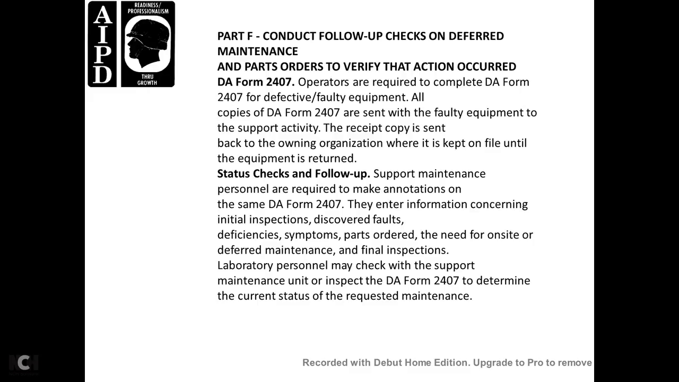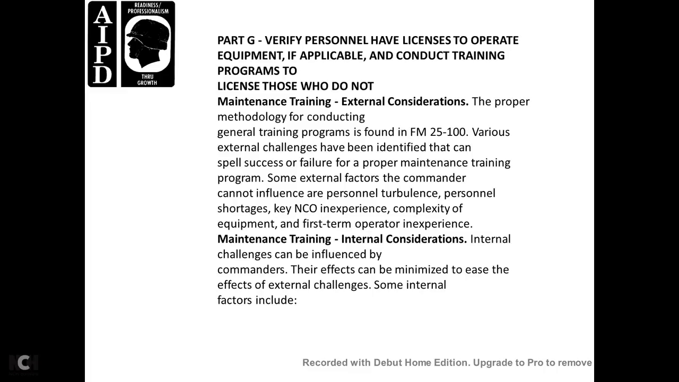Entering information concerning the initial inspection, discovered faults and deficiencies, systems, and parts ordered as needed on site, with deferred maintenance for the final inspection. Laboratory personnel may check with the support maintenance unit, inspect the DA Form 2407, and determine the current status of the request and maintenance. Part G, verifying that personnel have a license to operate the equipment. If applicable, conduct the training program and license those who do not.